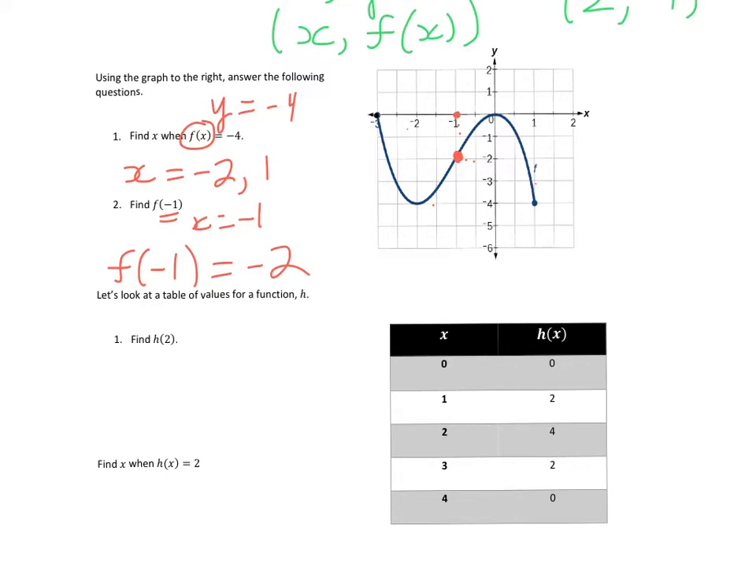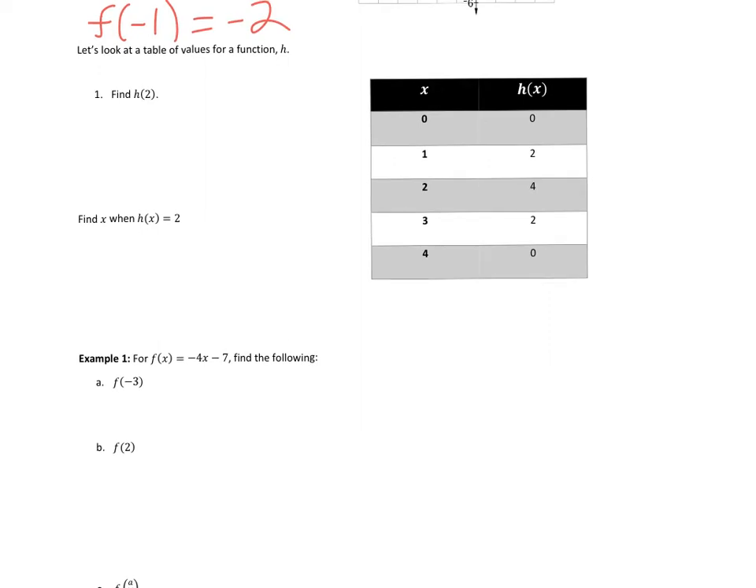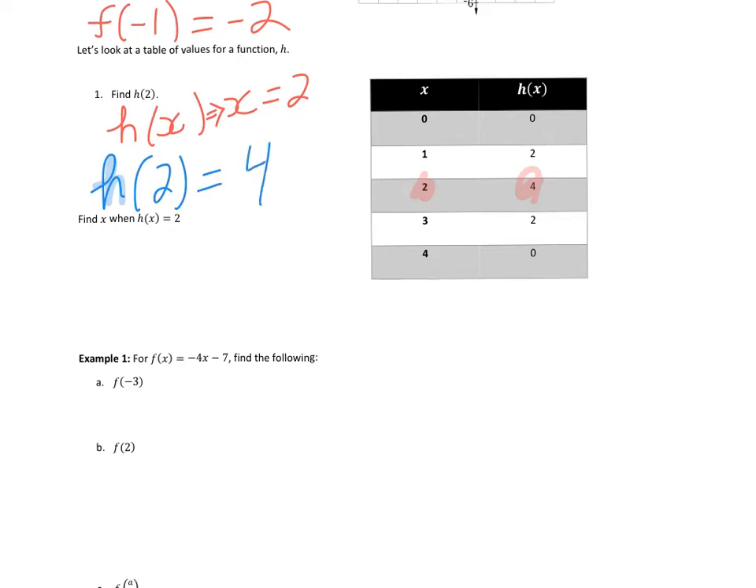Let's see how this looks on a table. So here's our function h. We want to find h of 2. So again, if we go back to our function notation, the stuff inside is our x values. So this means x equals 2. I'll draw an arrow. x equals 2. So when x equals 2, let's go to our chart. The corresponding h value is 4. So our answer, we could write h of 2 is 4.